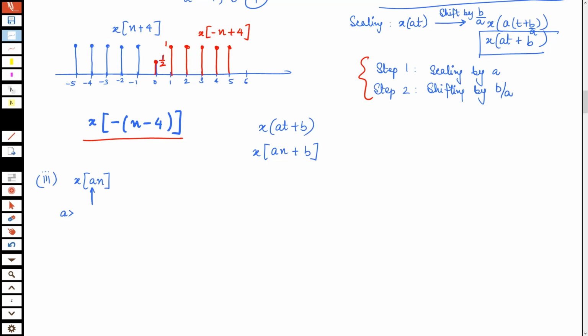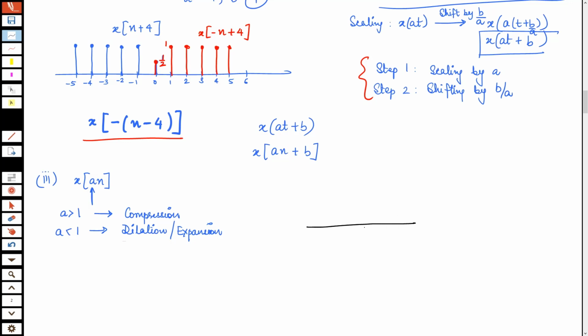Now if a was a number greater than 1, this means that this kind of an operation is going to create compression along time axis, right, or sample axis. If a is less than 1, this is going to create dilation or expansion. Now, how does this compression or dilation look like in signal?